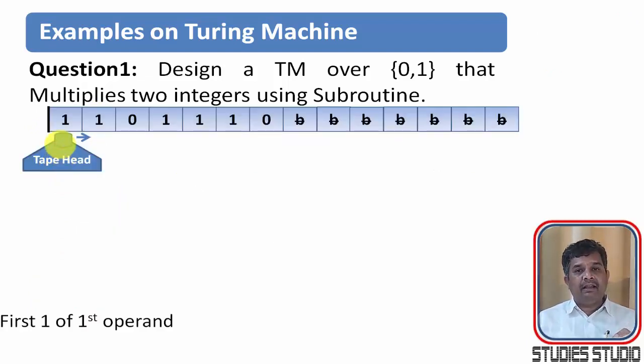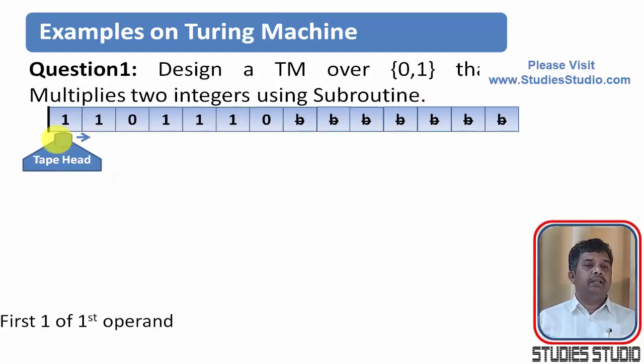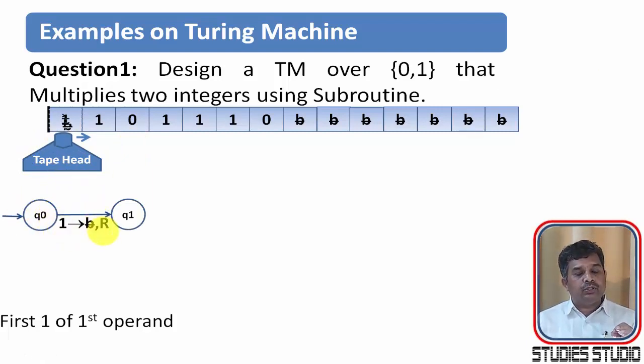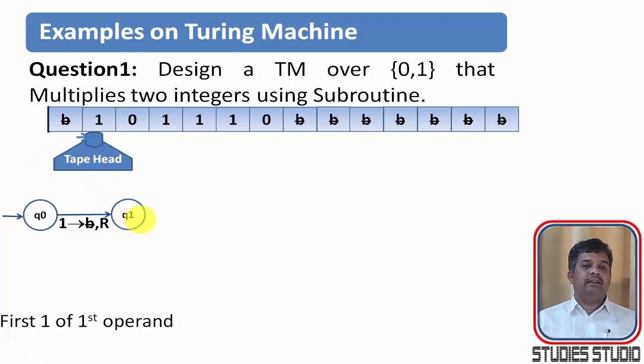Now let us say I'm having this tape and my tape head is pointing to 1. It means I'll start with Q0. On 1, I'll write blank onto the tape and then I'll go to state Q1. My tape head, I'll move to the right. So I'm doing this activity for the first one of the first operand.